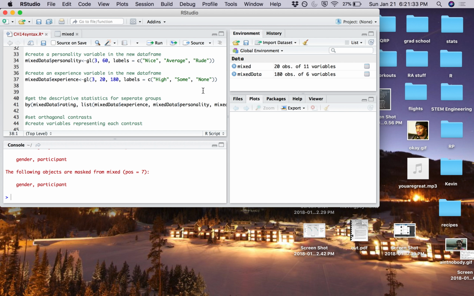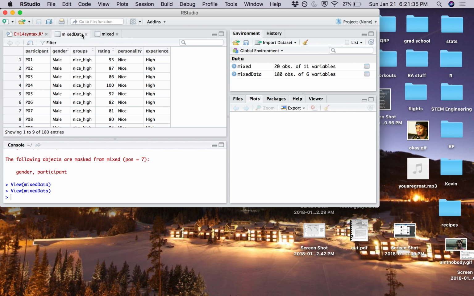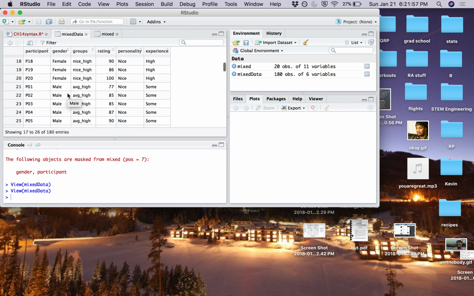Oh, I can just open it from over here. Okay, so this data frame shows that each participant has a value that indicates their gender, and then the 9 scores distinguished by the variables of experience and personality. So that's how we get the 180 entries for all the participants.